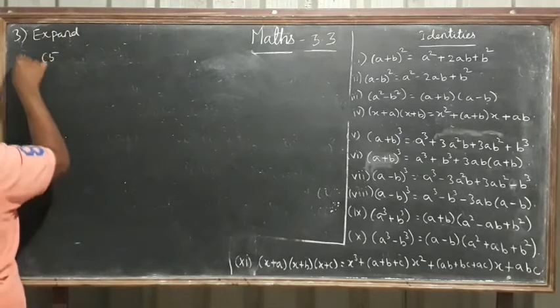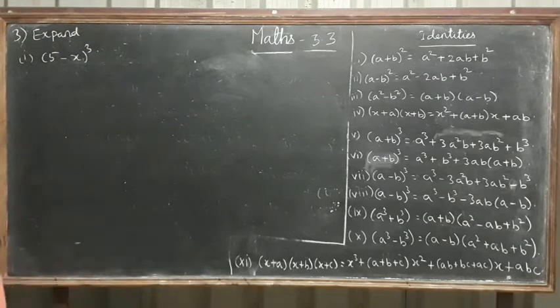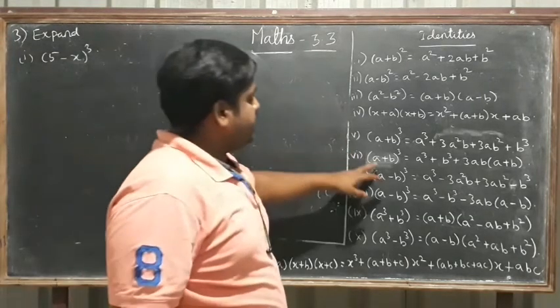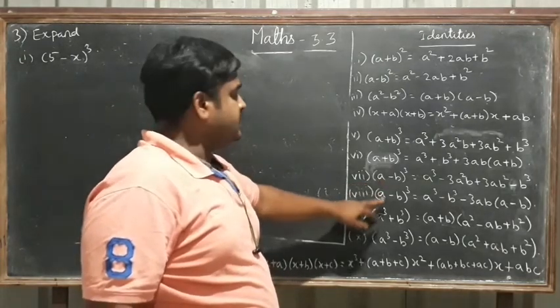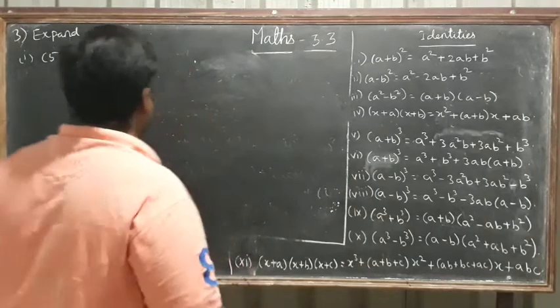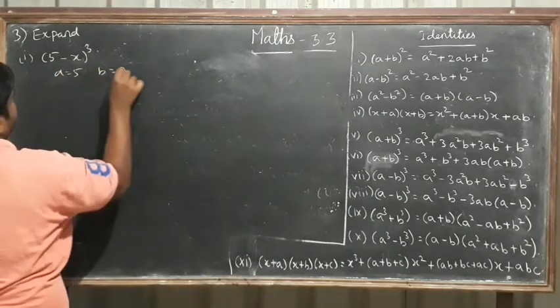First sum: 5 minus x the whole cube. What is the first sum? 5 minus x the whole cube. It is similar to the form of a minus b the whole cube. You can see the formulas here. Both these formulas are same. You can use any one of the formulas. A minus b the whole cube formula. So what is a here? A is 5 and b is x.